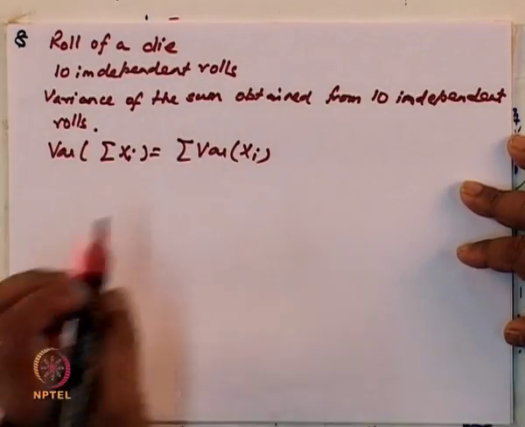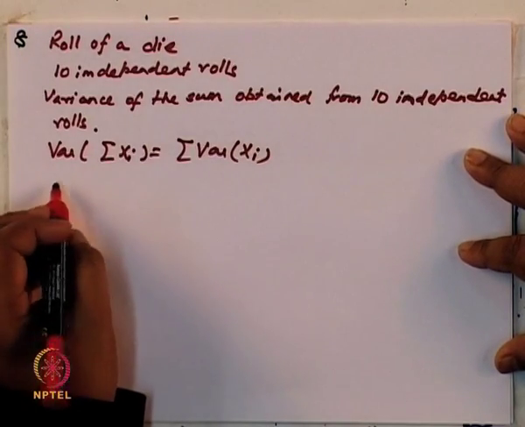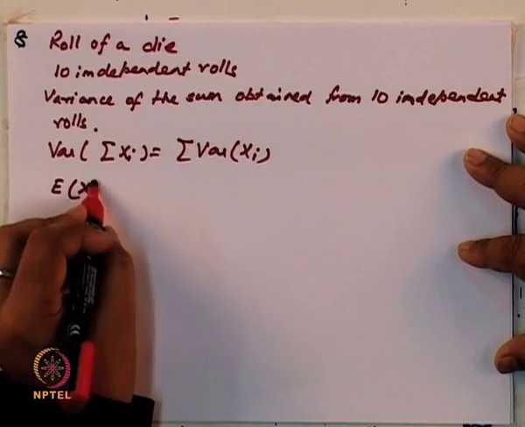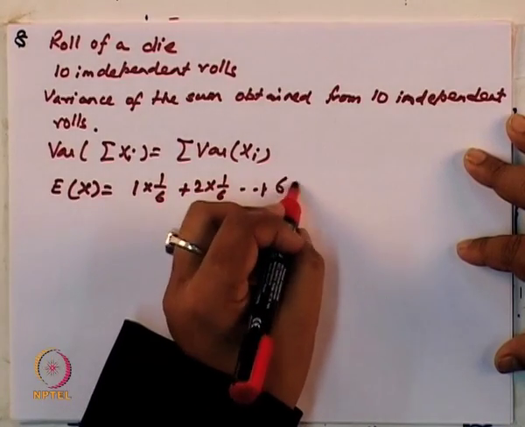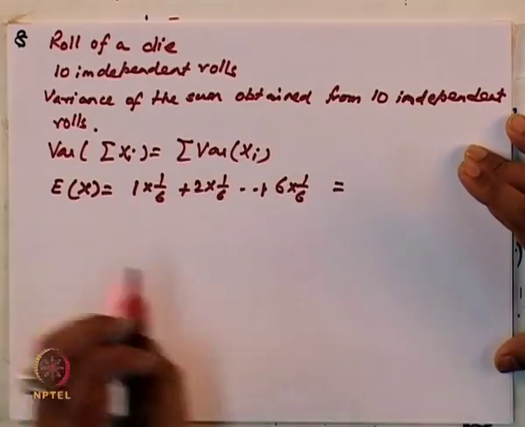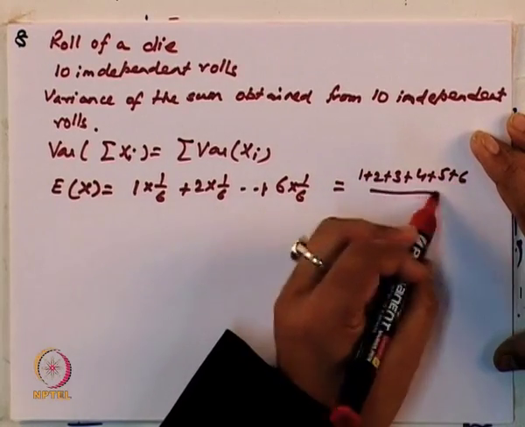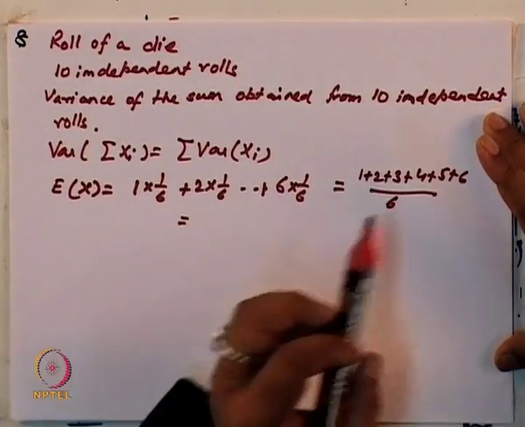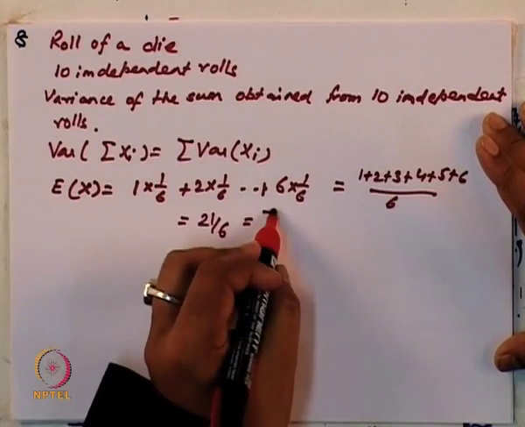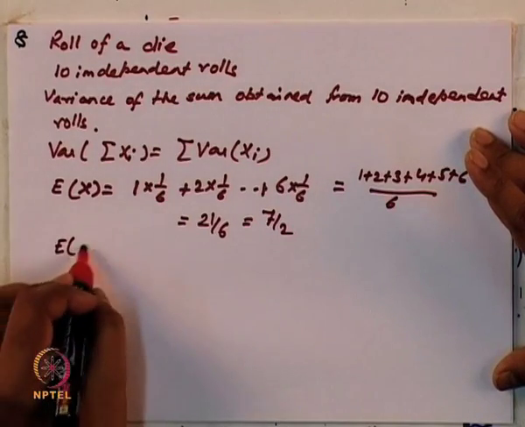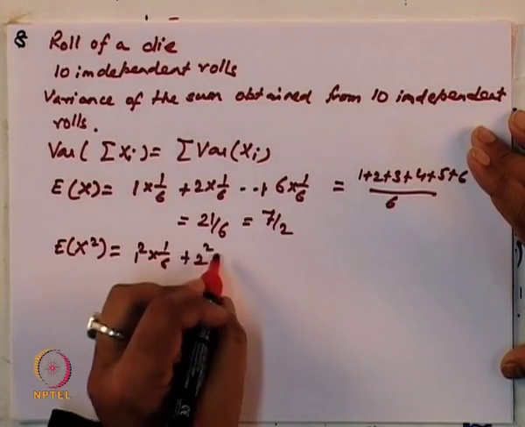So I want to compute variance of xi, right. For rolling of a die, we had the previous case, we calculated E of x is equal to 1 into 1 by 6 plus 2 into 1 by 6 plus up to 6 into 1 by 6. And this will come to be 1 plus 2 plus 3 plus 4 plus 5 plus 6, by 6, which is equal to 21 by 6, 7 by 2. And E of x square is equal to 1 square into 1 by 6 plus 2 square into 1 by 6 and so on.